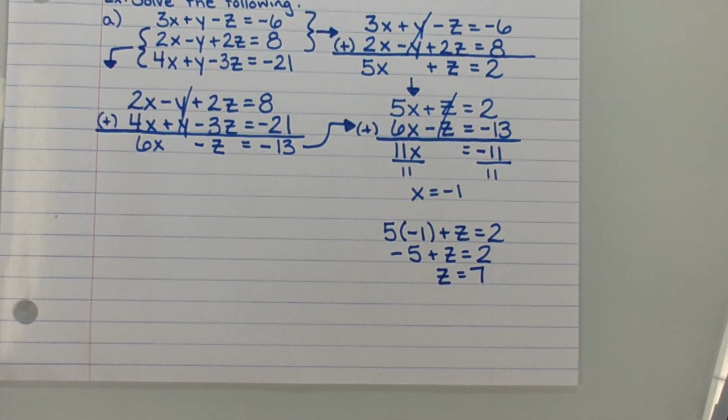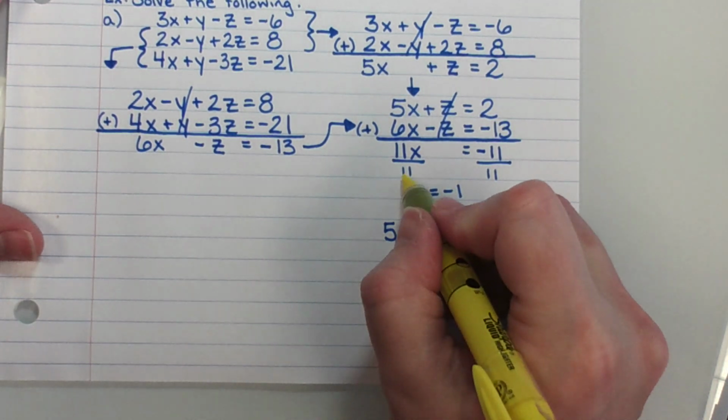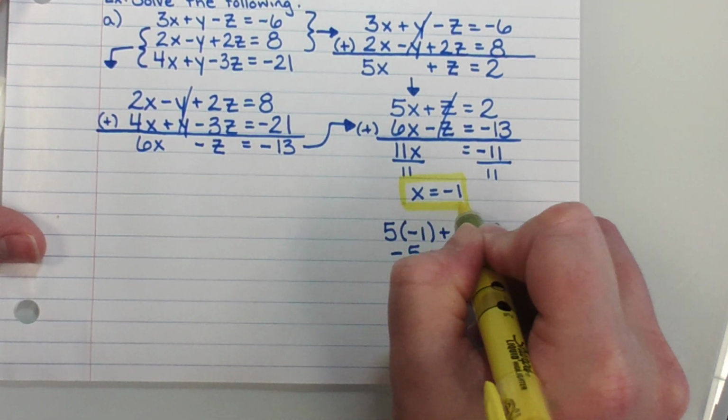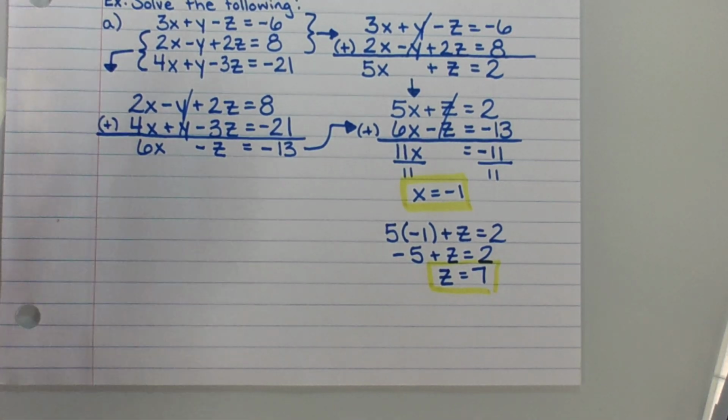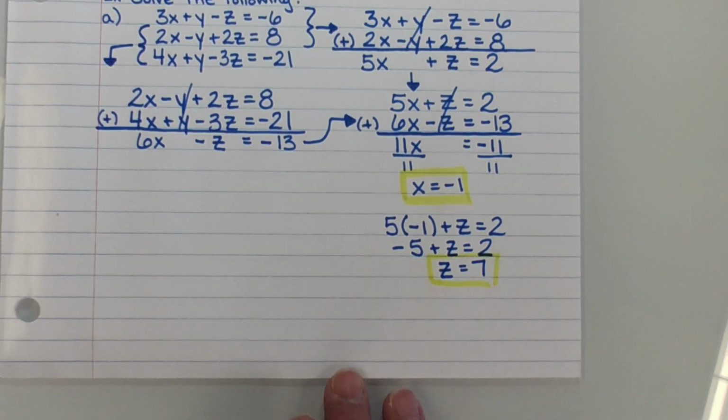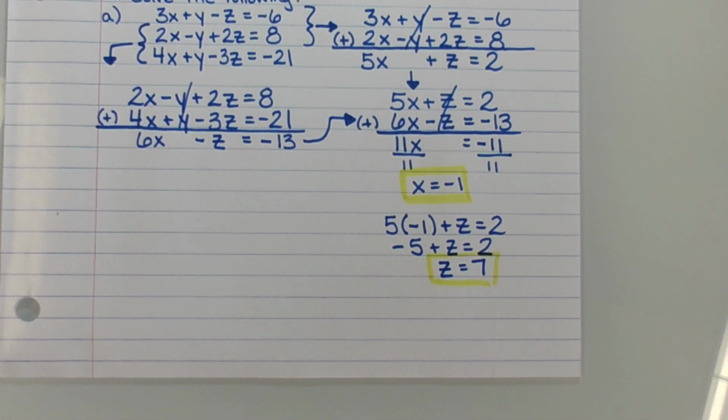Do not lose your answers along the way. I oftentimes use a highlighter just to make them stand out, and then I put my final answer when I box it, and I use the regular pen. You don't have to do that, that's just me. Okay, I've got 2 variables solved for, now I need the third one.